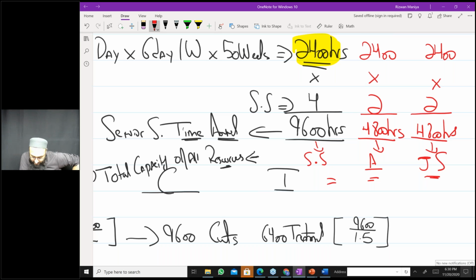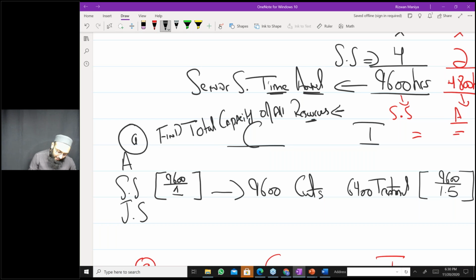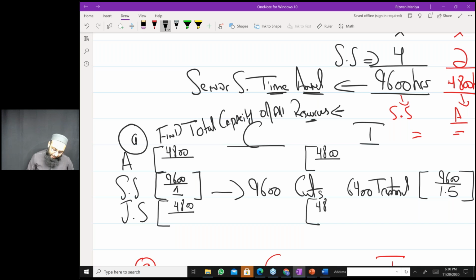What I'm doing here is, the way I worked out the capacity for senior stylist, in the same way I'll work out the capacity for assistant and junior stylist, to see how many services each can provide. So are you all with me? A quick yes. Okay, you all are with me. Great. So let's see. 4800 hours available for assistant, for cuts and treatments both. 4800 hours are available for junior stylists for cuts and treatments both. Agreed?